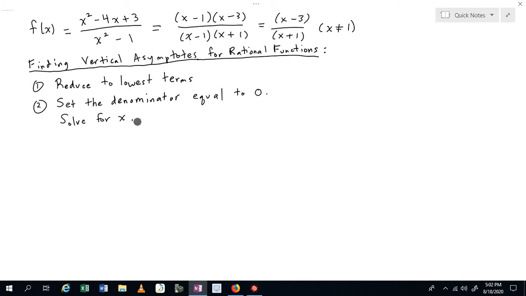So the next thing to do is set the denominator equal to 0 and then solve for x. When you solve for x, you just get -1. And this is actually a vertical line at x equals -1. And that's where your vertical asymptote is located.